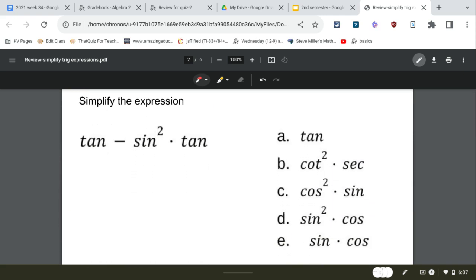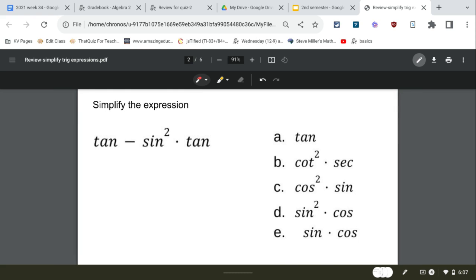All right, for example 2, there's really only one good way to do this one. Notice these tangents are to the first power, so I can't use an identity on them. What I can do though, because I have a tangent on both terms, I can use factoring to simplify this. They have a tangent in common, so I'm going to factor out a tangent. This term becomes a 1, and then this term becomes a sine squared, like that.